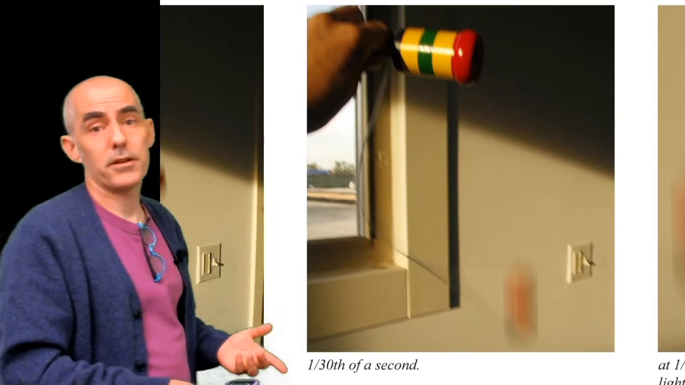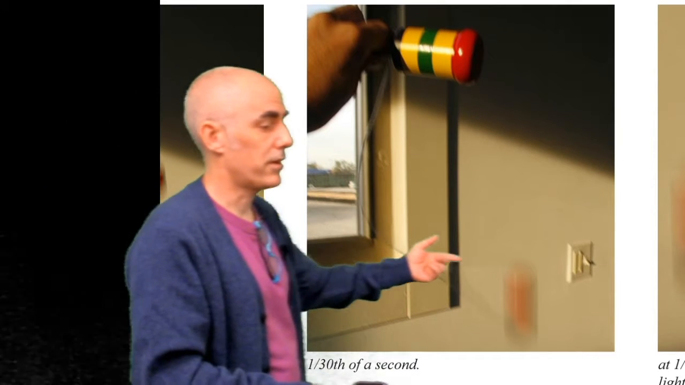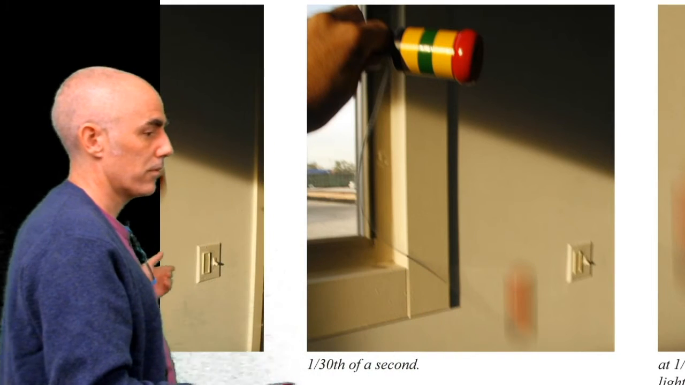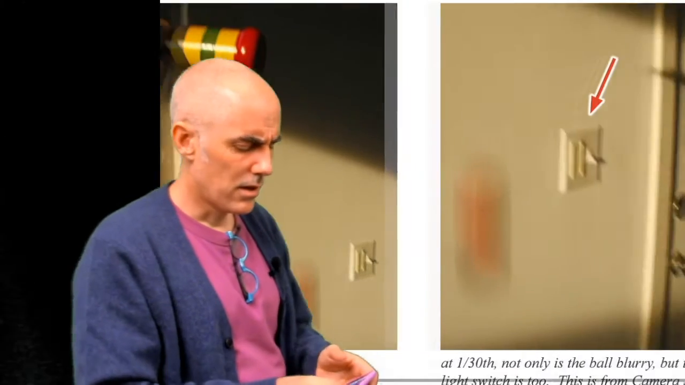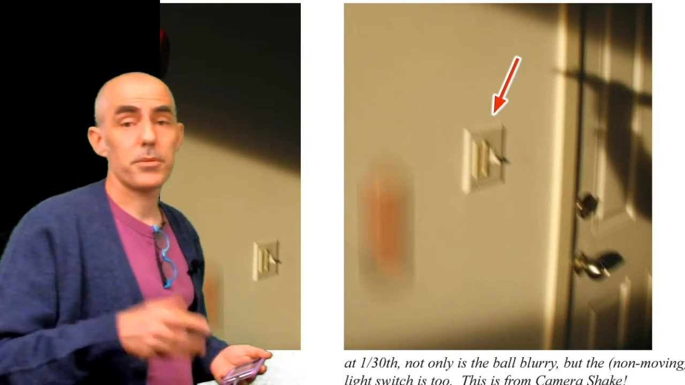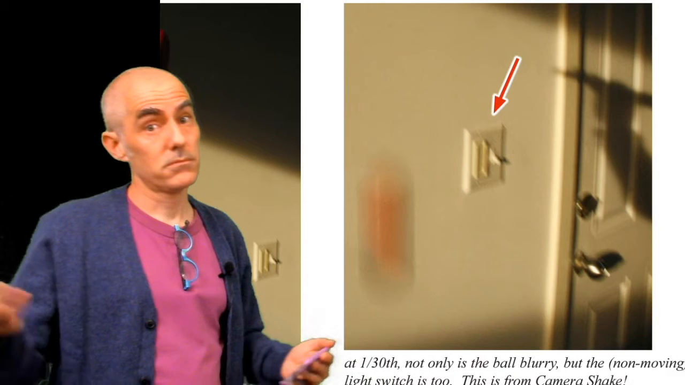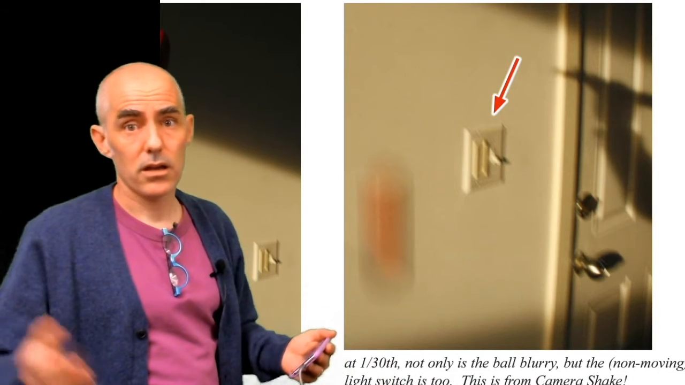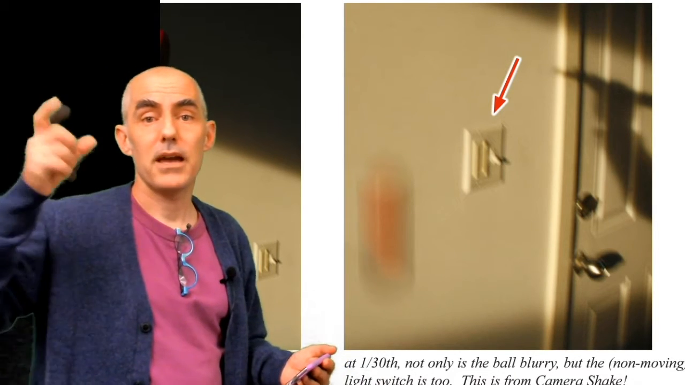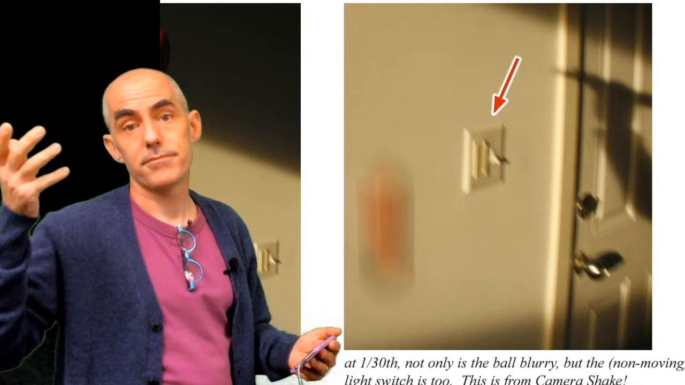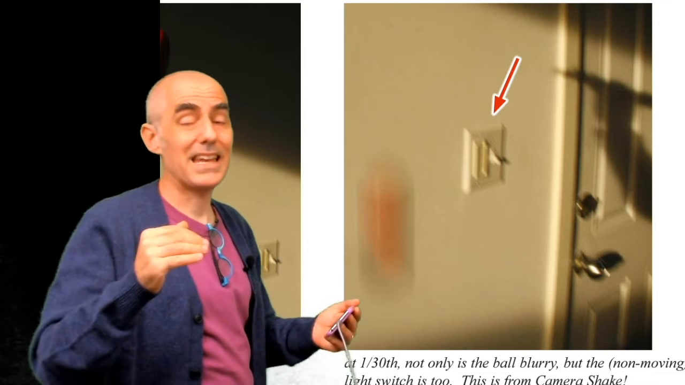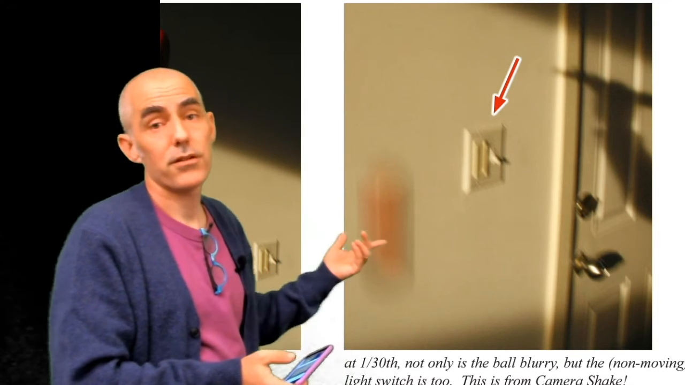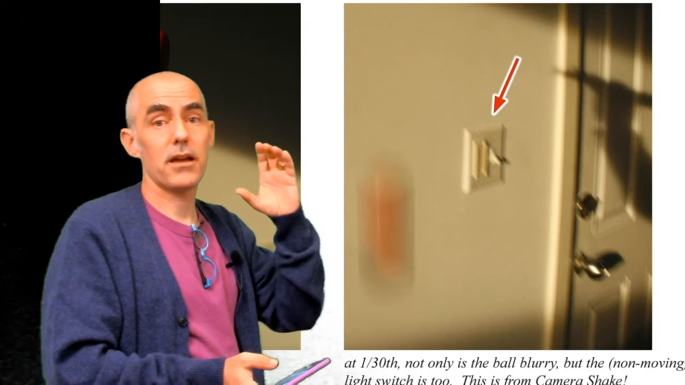Now there's something else happening too. If I look in the background at that switch plate, you'll notice that compared to the one at a 60th, that switch plate also looks a little blurry. And that's not because the switch plate is moving. It's not like an earthquake. That's because my camera, I can't hold it steady. So remember I said that I like to shoot at least an 80th of a second. This was at a 30th of a second, and so I've been unable to hold my camera steady enough.